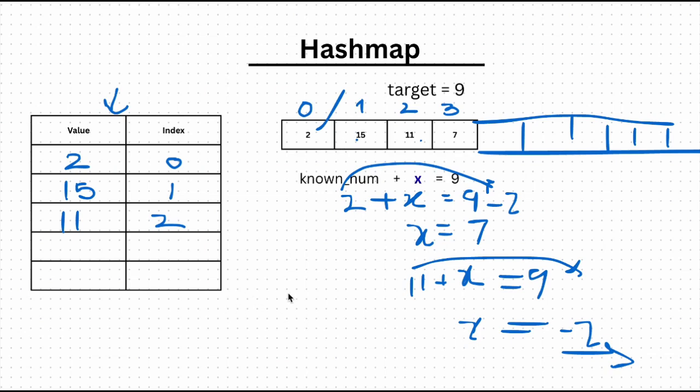So we'll just go 9 minus 7. 9 minus 7 gives us what? It's going to give us 2. So 9 minus 7 is 2. We go to our table. Well, do we have a 2 in our table? Yes, actually, we have a 2 right here. And so now we know that we have to return 0 and 3.